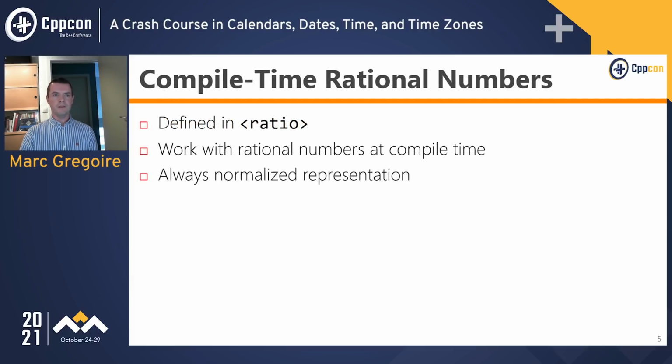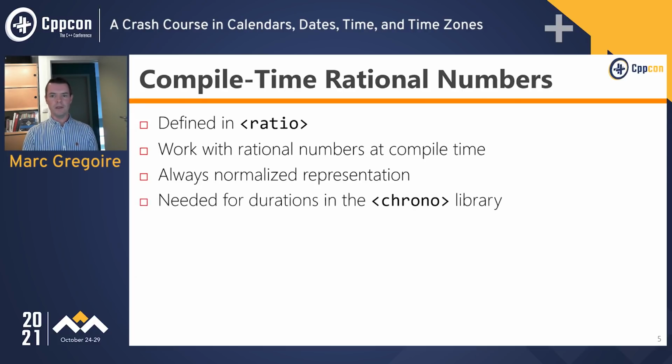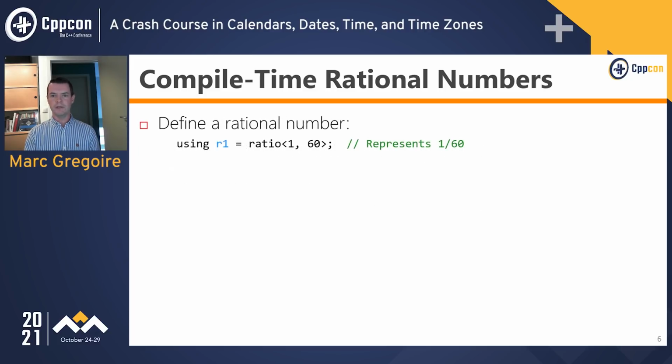All right, let's start with compile time rational numbers. They are defined in the ratio header, and they allow you to handle rational numbers at compile time. The numerator and denominator of a rational number are always compile time constants, and they are stored in a normalized representation. We'll have a look at a couple of examples on the next slide. As I mentioned before, we will need these during the discussion of durations in the chrono library.